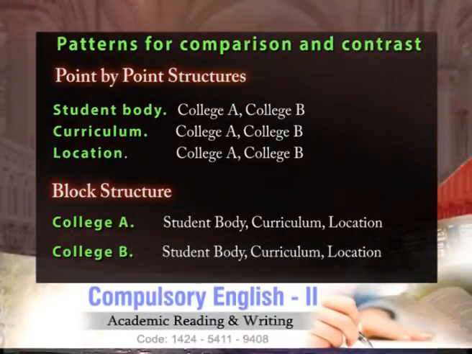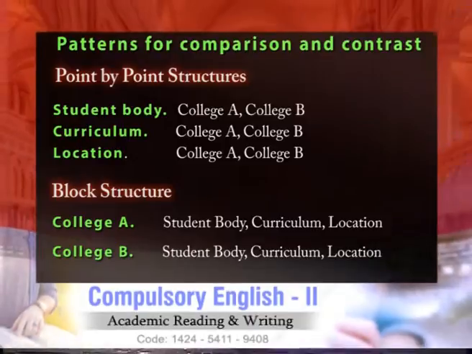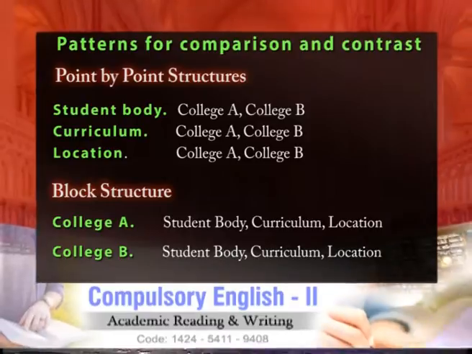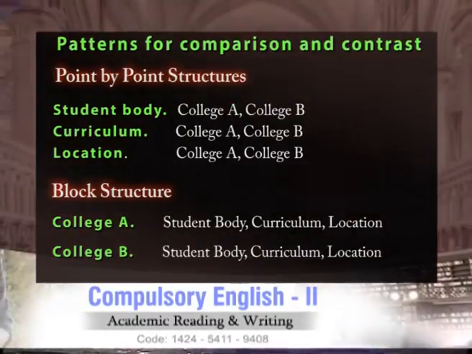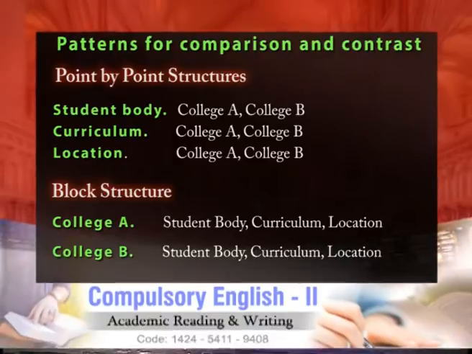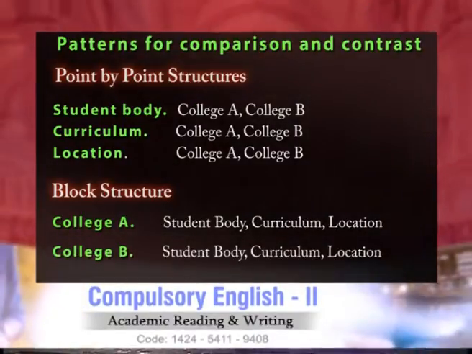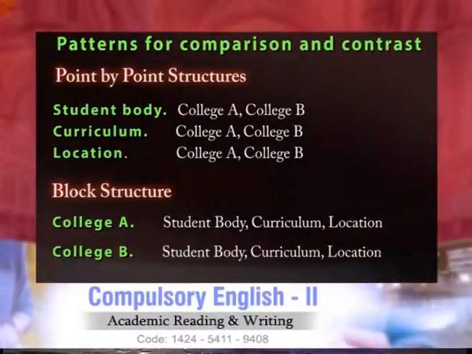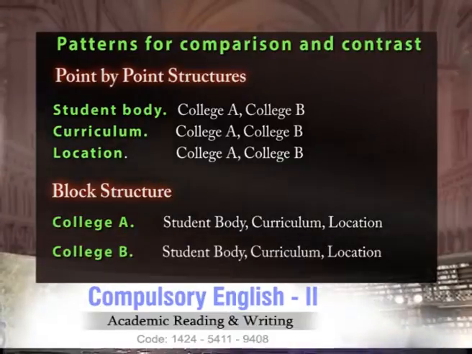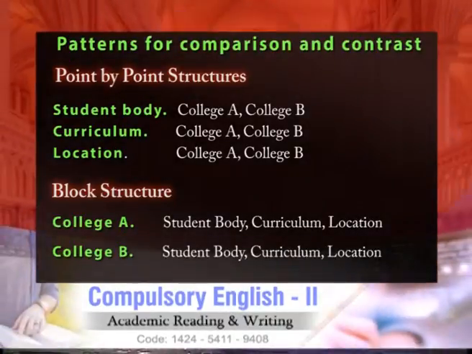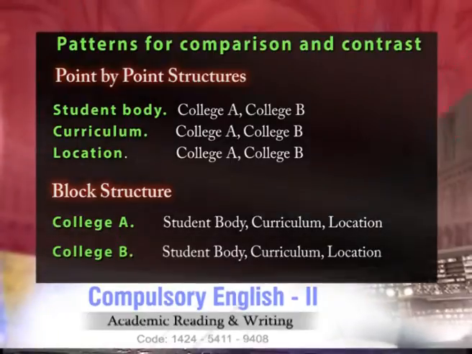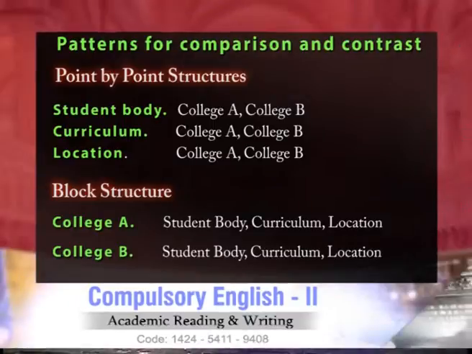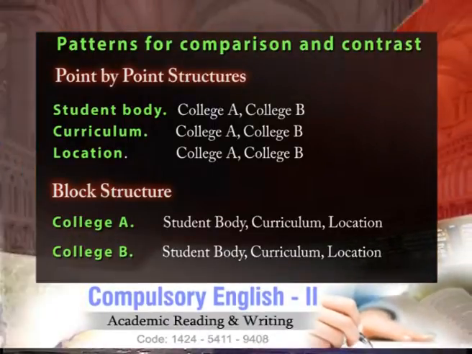In block structure, what you have done is that you have written or described college A. What are the things that you have described about college A? Student body, curriculum, and location. And the same 3 characteristics of college B are discussed later. So in block structure, you discuss one thing and then you move on to discuss another. So you are not moving back and forth between the 2 items. You are rather using both of them side by side. You just write or describe one and then you move on to the other.